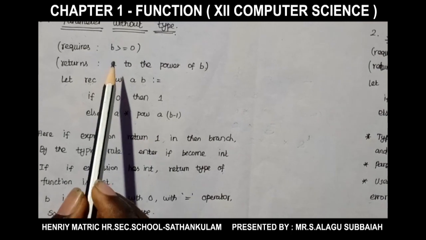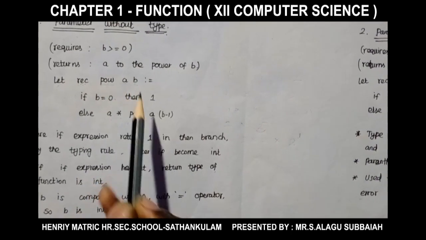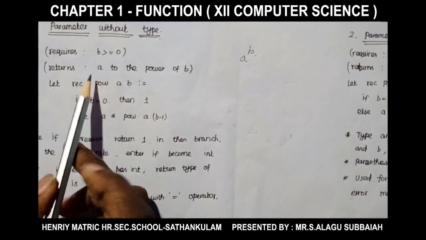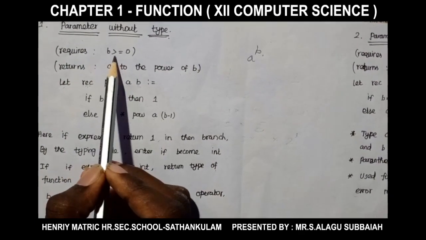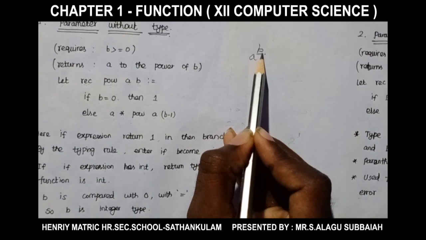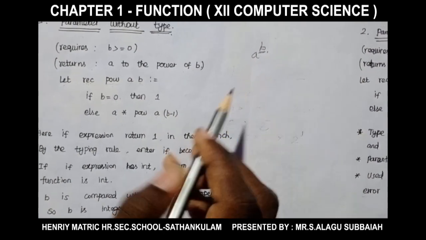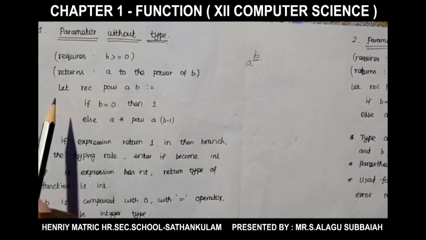So this is the program, the power function, to find out a to the power of b. This function requires the b value to be 0 or greater than 0; then only we can find the power. This is the initial condition here. So we start the function here.